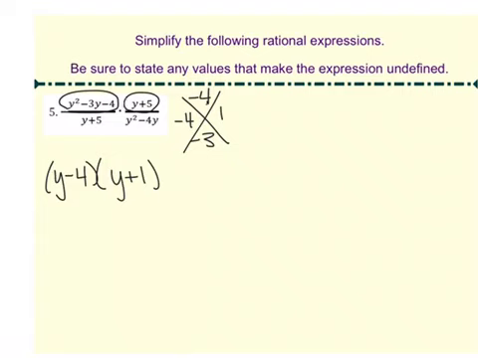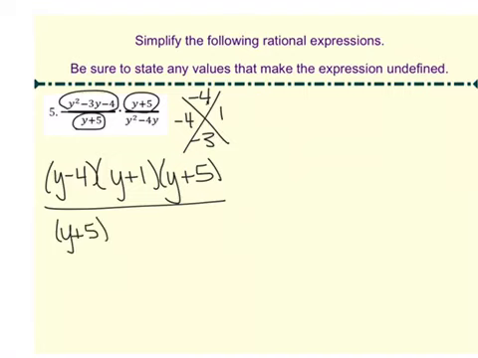Looking at the top of the second one, I have a y plus 5, which I cannot simplify, so we're going to go ahead and leave it that way. Divided by, I have a y plus 5 on the bottom. Again, cannot do anything with that, so I'm going to leave it that way.